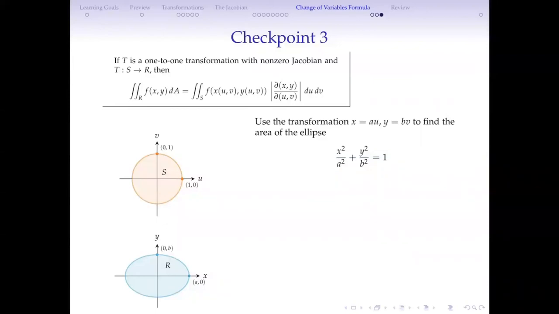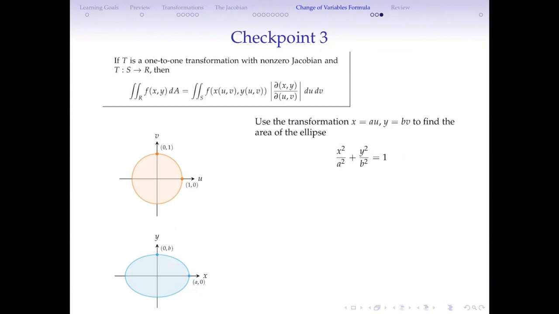So we now come to checkpoint 3. What I'd like you to do is use this transformation, which you've studied before, and we know maps a disk of radius 1 into an ellipse in the XY plane. I'd like you to use that transformation and its Jacobian to compute the area of the ellipse by reducing it to a double integral over the disk of radius 1 in the UV plane. Let's take a look at the double integral in checkpoint 3.